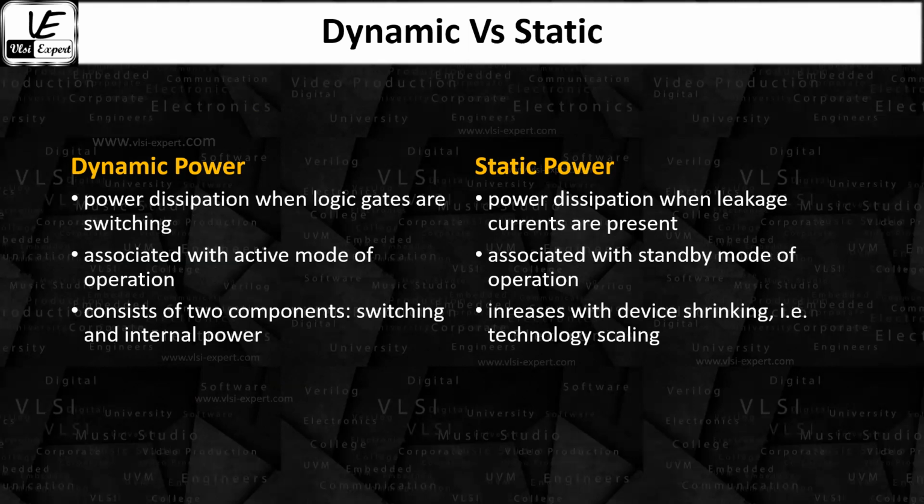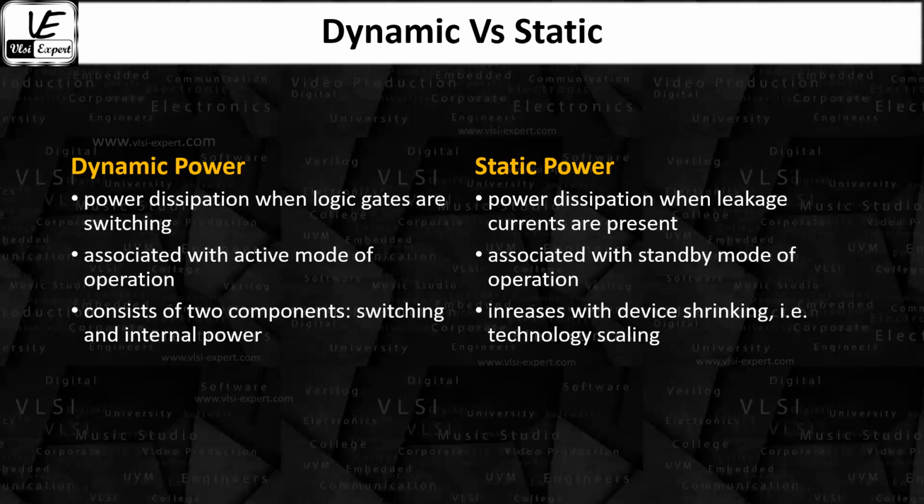Dynamic power means when there is switching between the logic gates. Static power means when the circuit is not working, but some leakage currents are still present, and due to that we have power dissipation. Dynamic power is associated with the active mode and static power with the standby mode, as defined in the previous slide.